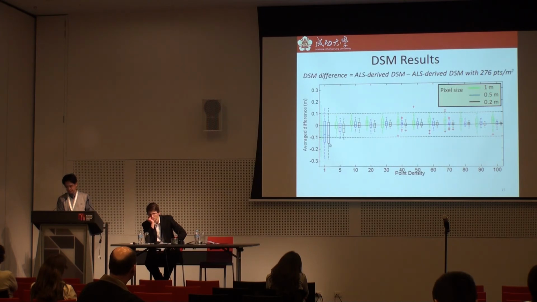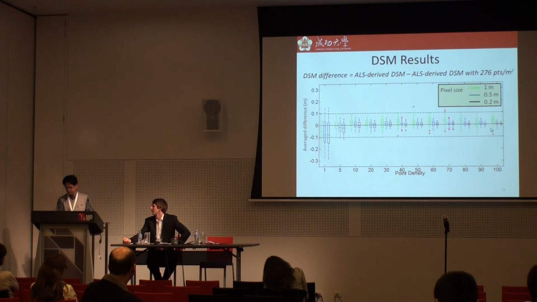The average difference decreases asymptotically as the point density increases, and we also notice that the pixel size affects the average difference. With the pixel size of 1 meter, the green one, the variation is this much all the way to 100 points per meter squared. But with a smaller pixel size, such as half a meter, the blue one, or 0.2 meter, the black one, you can see the variation decreases very much.